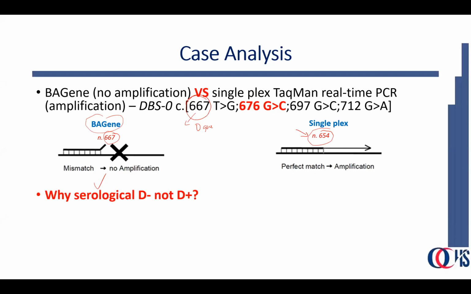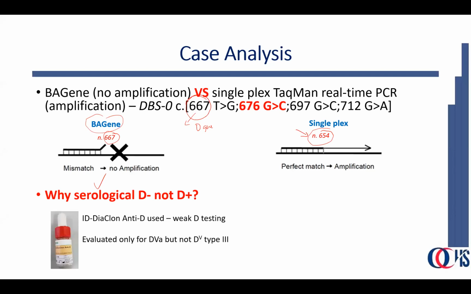So, another question which came to our mind: why is it serologically D negative, not even D positive? All right, so is this a partial D? Actually, DBS0 is a partial D. So why are we not getting it as D positive? The reason is this: in the gel card, we used the BioRad anti-D Diaclon, which is for weak D testing.